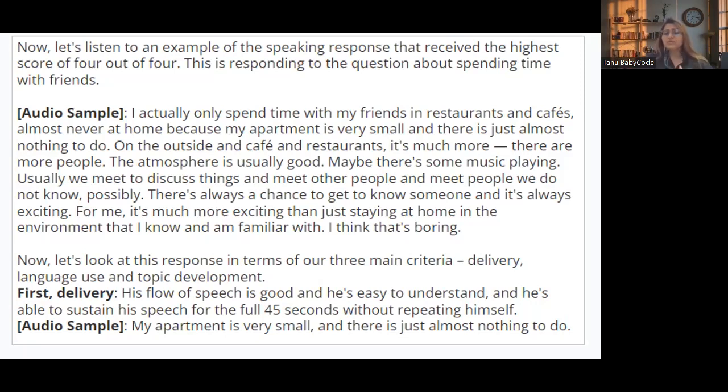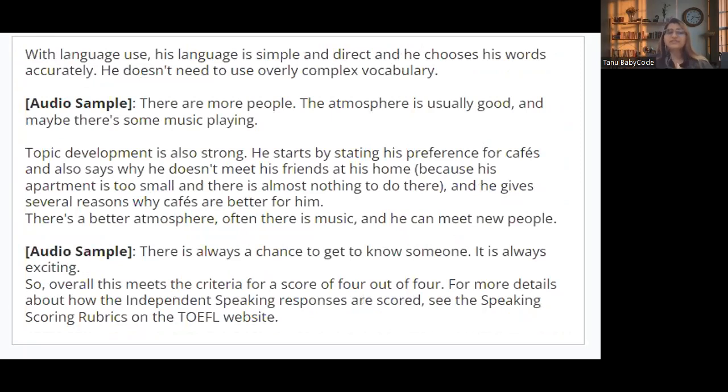Now look at this response in terms of three criteria: delivery, language use, and topic development. If you look at the delivery part, his flow of speech is good and it's easy to understand. He is able to sustain his speech for a full 45 seconds and he didn't repeat himself, right? Second is language use. He has used the language in a very simple and direct way. He chooses his words accurately. He doesn't need to use overly complex vocabulary, right?